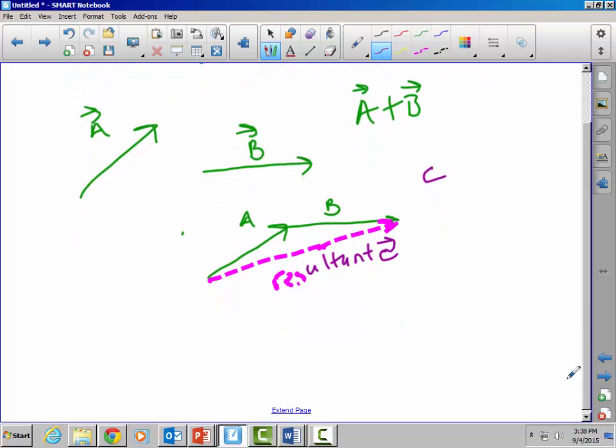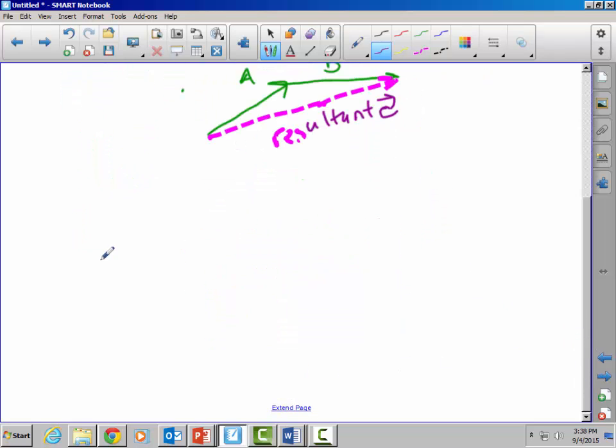If I want to subtract vectors, well, that's like adding the negative. So I could draw, instead of A plus B, if I wanted to do A minus B, here's my A vector again. So if I wanted to add the negative of the B vector, I would essentially just flip the direction of my B vector. And then my resultant becomes this distance here. This is my C. So these are just some basic review properties of vectors.